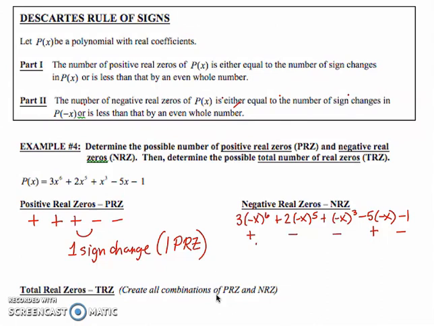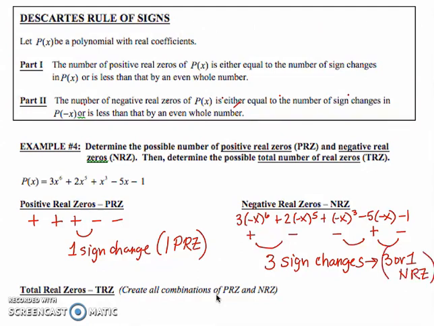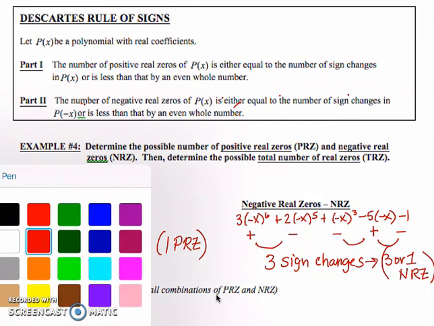So now I have a sign change here, I have a sign change here, and I have a sign change here. So this is 3 sign changes. So that tells me that I have either 3, or subtract 2 from 3 and that gives me 1. So I have either 3 or 1 negative real zeros. Okay, so what you will commonly see, and sorry I don't have a lot of room to do this, I'm going to smush it in here.